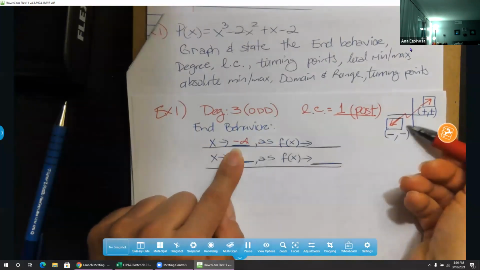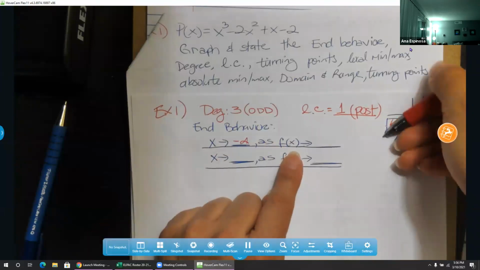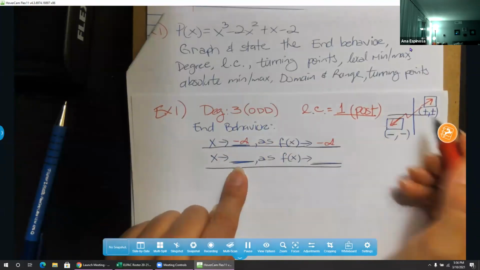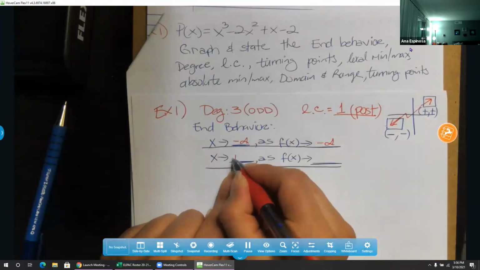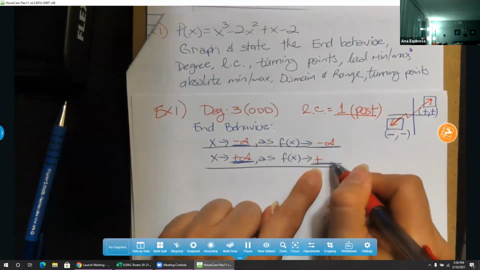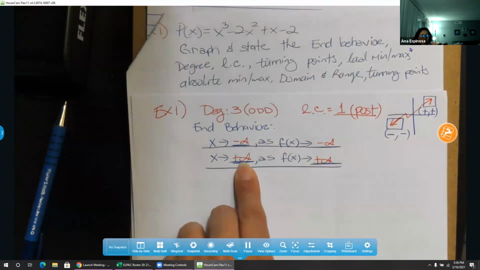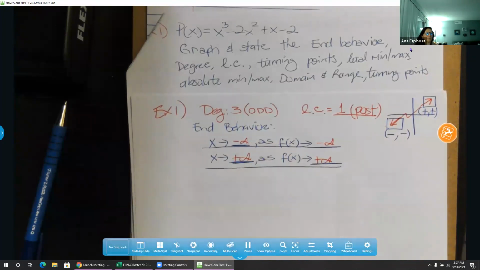So the x goes to negative infinity, meaning left, as the y goes down. Over here on this side, you have positive infinity as it goes to positive infinity. So it goes up, it goes to the right as it goes up.